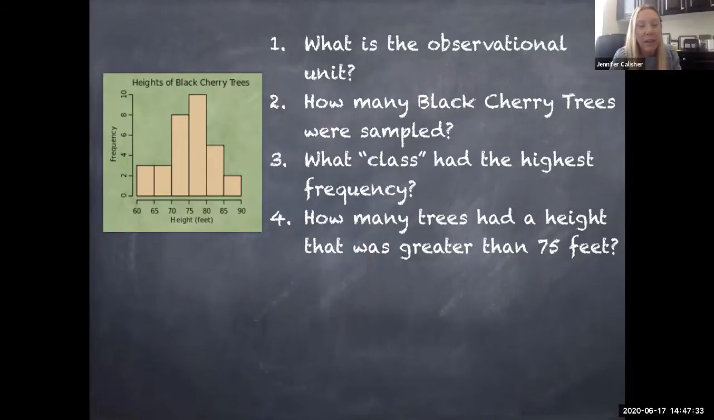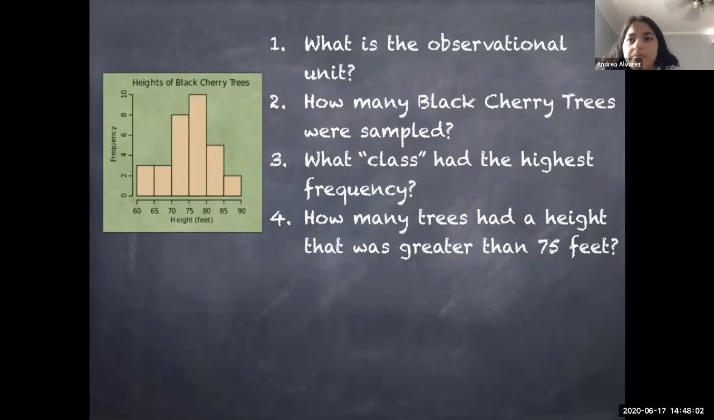Andrea, how will we calculate that? I don't know. So greater than 75 means more than 75, right? So if we locate the 75 on that horizontal axis, notice we have the class 75 to 80. 75 to 80, there were 10 trees, right?